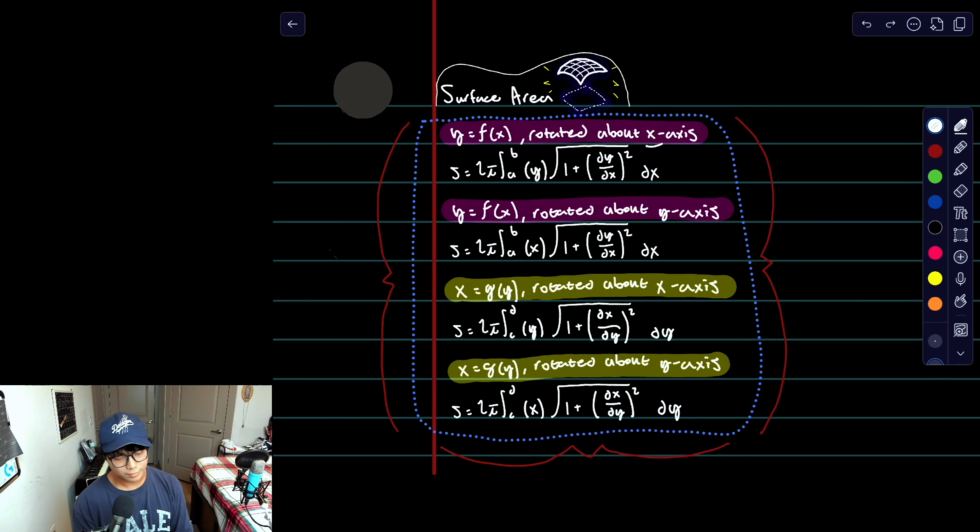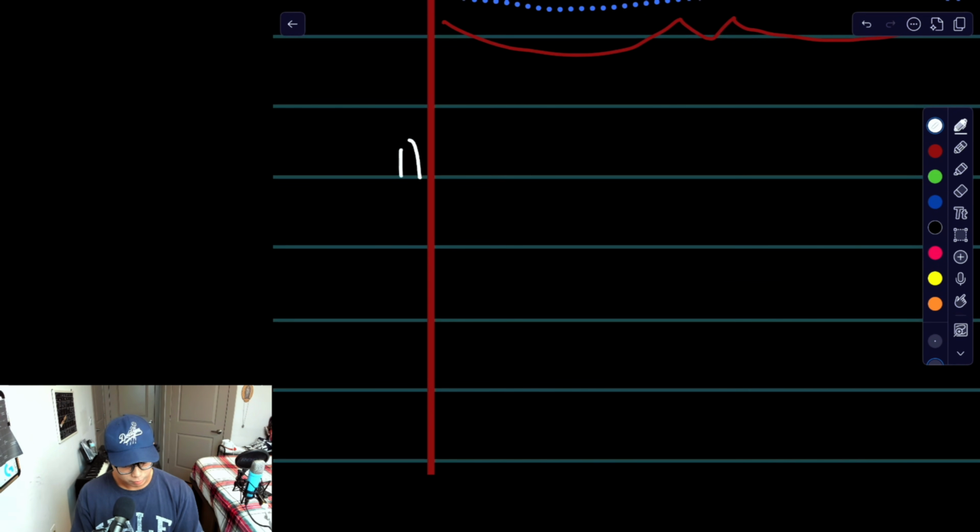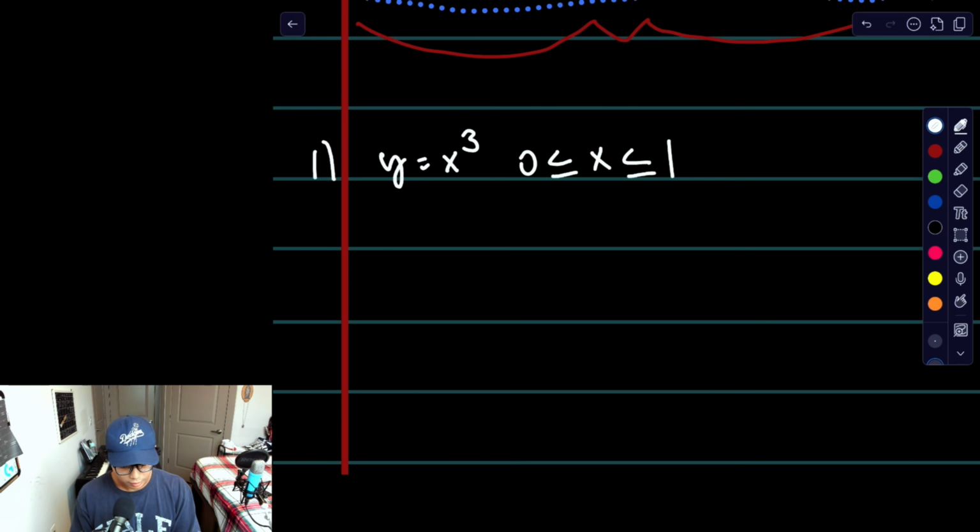So let's get into some examples. Let's let our first equation be y equals x cubed, bounded by 0 less than or equal to x, less than or equal to 1. And let's rotate it about the x-axis.